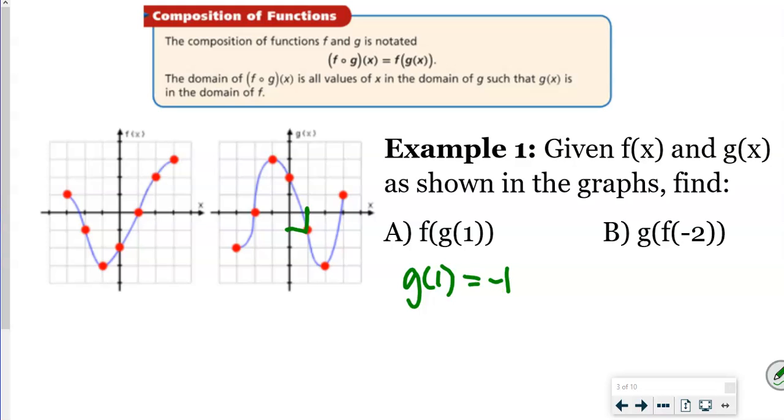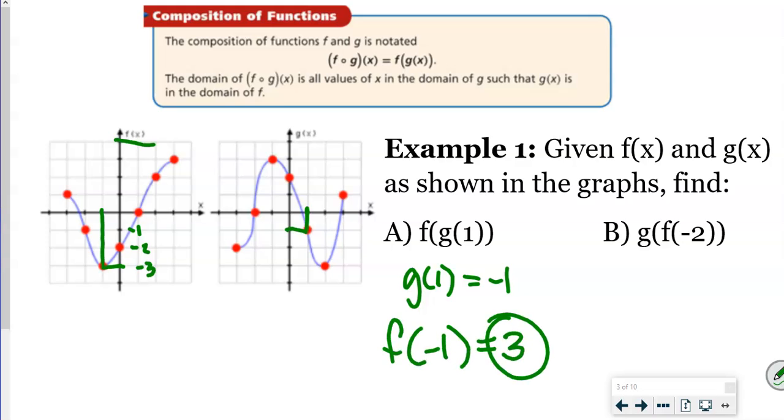Now we're going to put that in for our f of x. So this is our graph of f of x over here. So now we're going to look at -1, what is y? So we're going to go down here and hit our graph and go over. And that's -1, -2, -3. So when we do f of -1, we actually get 3, and that's our answer.